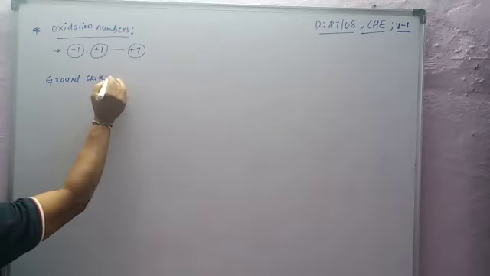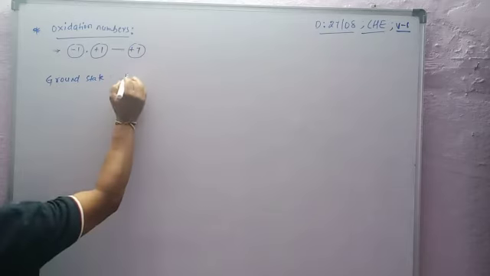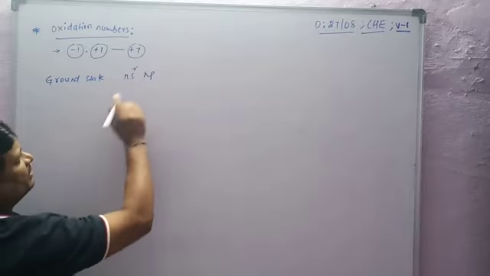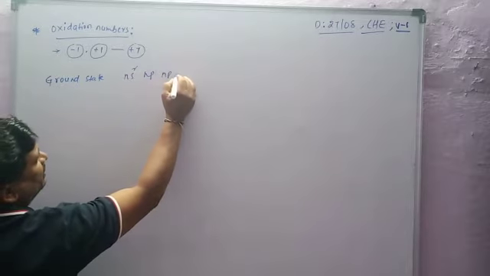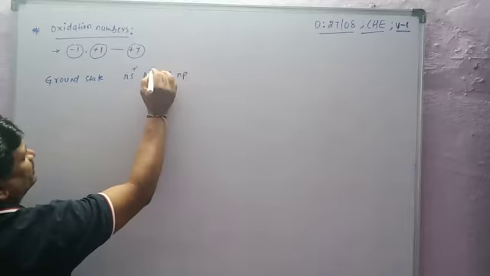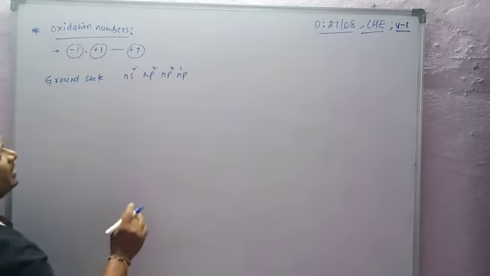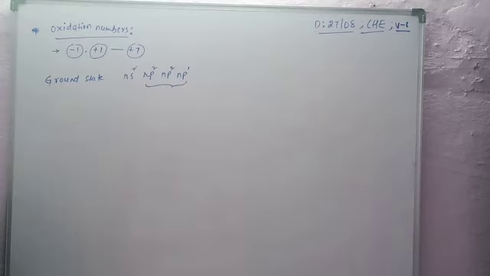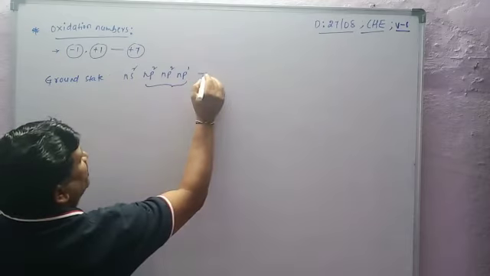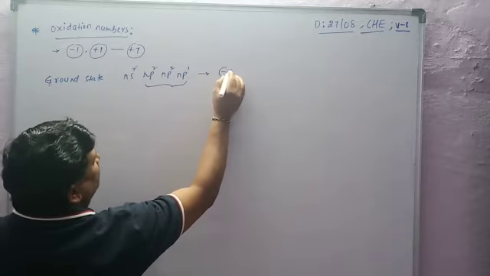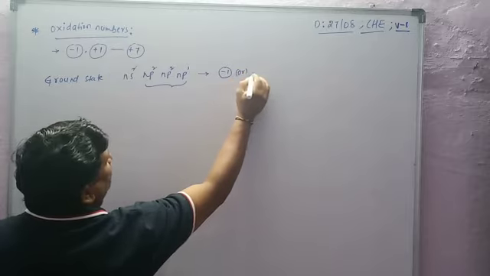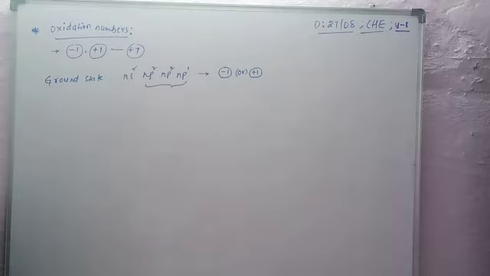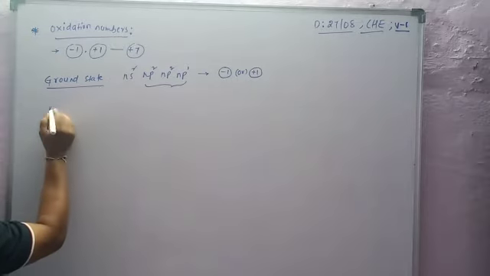The ground state electronic configuration is ns2 np5. That is ns2, np2, np2, np1, so in total it is np5, ns2 np5. Here the oxidation number is -1 or +1, by gain or loss of 1 electron, in the ground state. Now the first excited state.